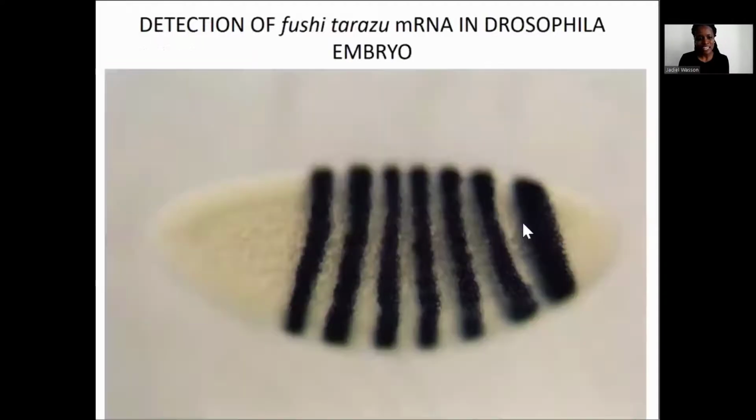And what this looks like is what I'm showing you here with a Drosophila embryo. You can see that this particular mRNA, which is Fushi tarazu, is expressed in this very stereotypical striped pattern in this Drosophila embryo. Any questions? Okay.